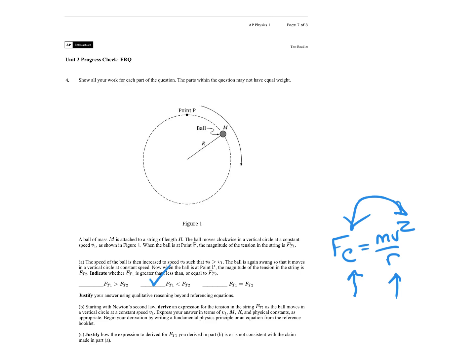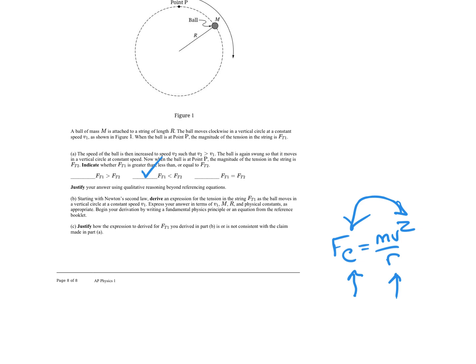All right, and here's this lovely phrase again. Starting with Newton's second law, derive an equation for the tension in the string Ft1 as the ball moves in a vertical circle with a constant speed of v. Express your answers, blah, blah, blah. And I'm solving for tension.